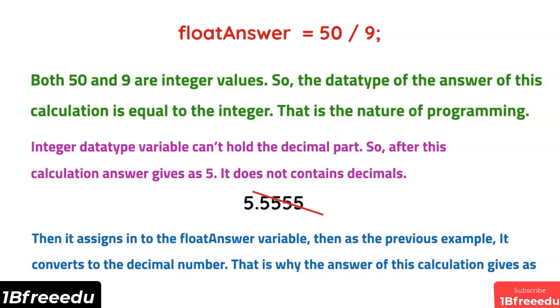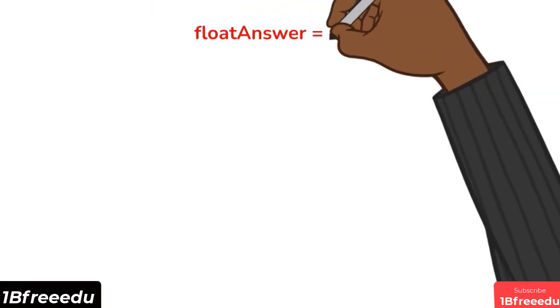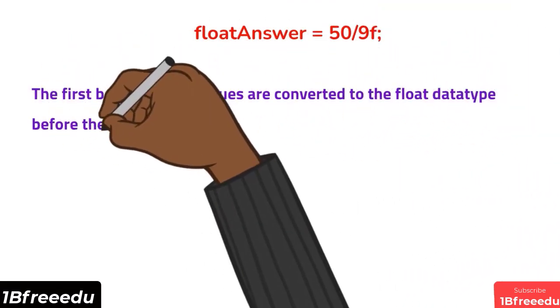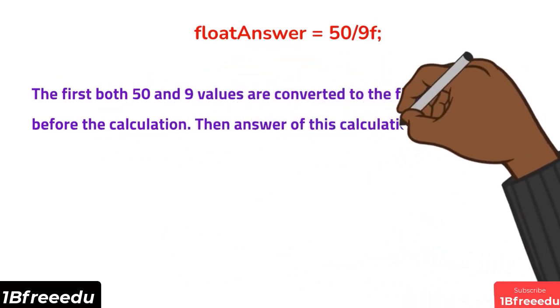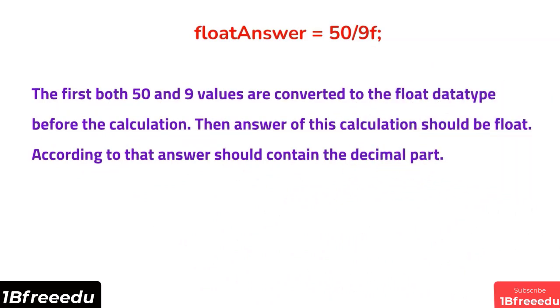Okay, now we have a problem. How to get the answer with decimals? Because we need to know the correct answer. The only thing we have to do is add a simple f at the end of the calculation like this. That is known as casting. What happened is that both 50 and 9 are converted to a float data type before the calculation. Then the answer of this calculation should be float. According to that, the answer should contain the decimal part.